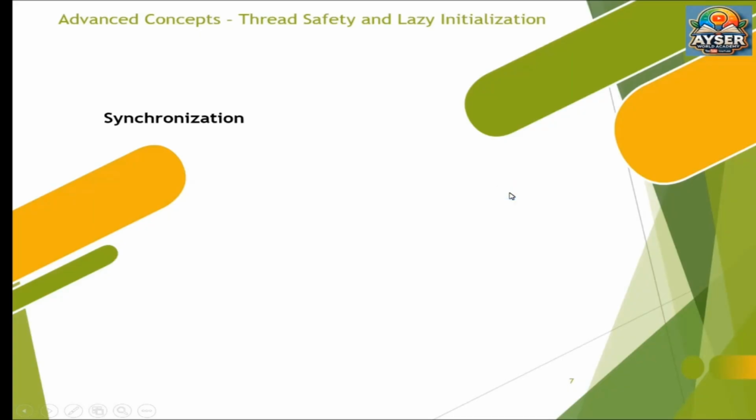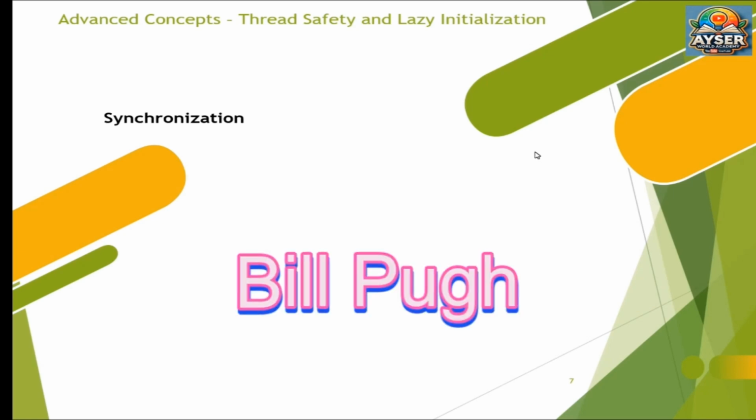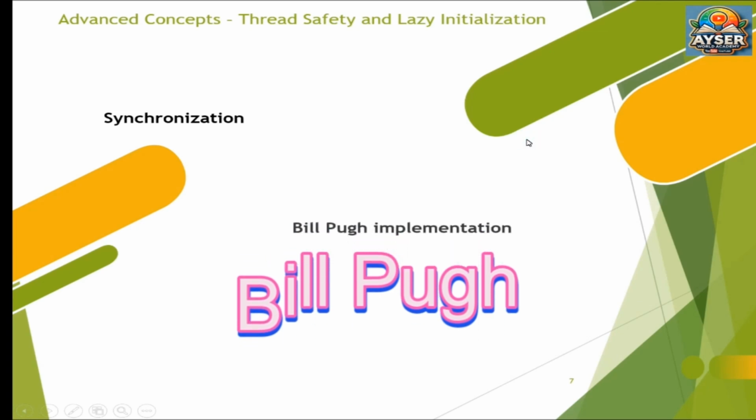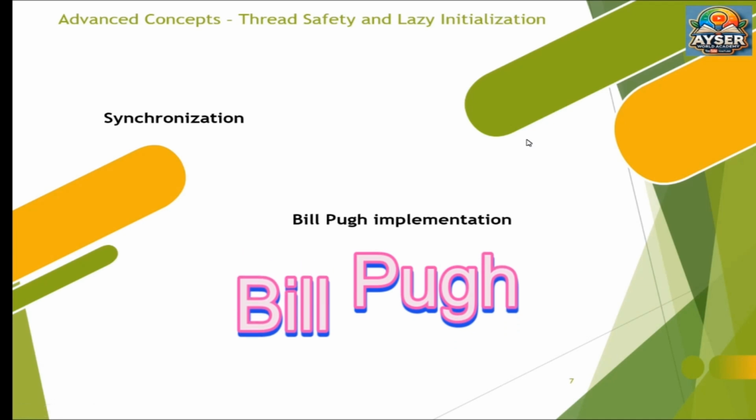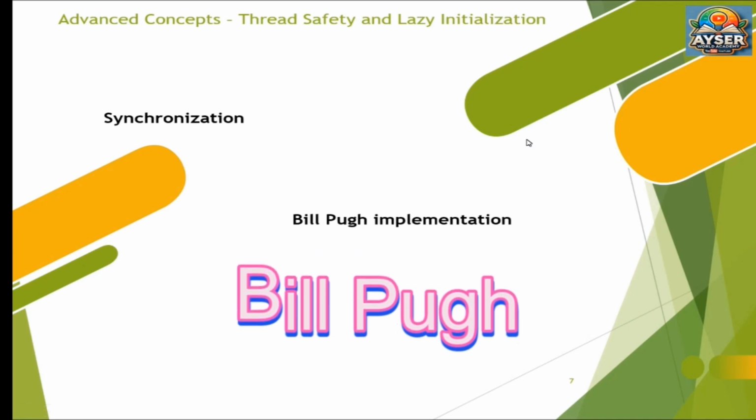Now we have discussed the synchronization issue and the performance issue. You might be thinking how we are going to resolve the performance issue when we use synchronization, but we need a solution for the multi-threaded environment. So there is another approach, called the Bill Pugh implementation. The Bill Pugh implementation takes advantage of class loading.